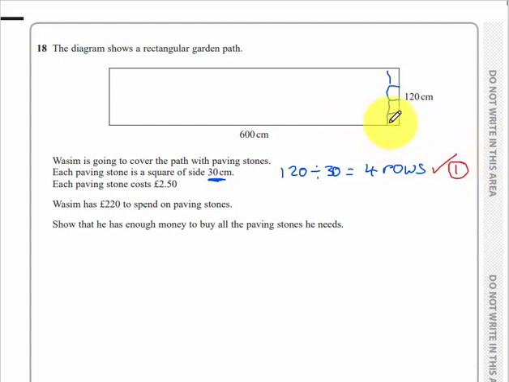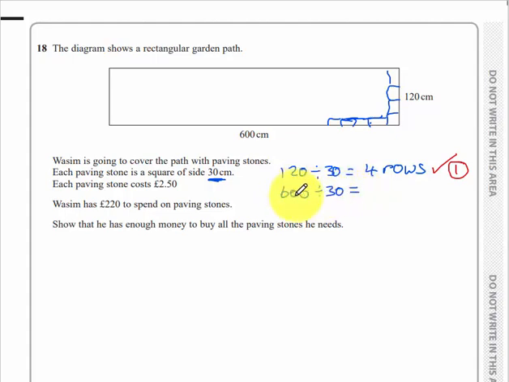My next step is to work out how many paving slabs are going to be in each one of these 4 rows. Because if I can work that out, these are meant to be paving slabs by the way, then I will know how many paving slabs I have in total. So I need to find out how many times 30 centimetres will go into 600 centimetres. So I need to do my sum, 600 divided by 30.